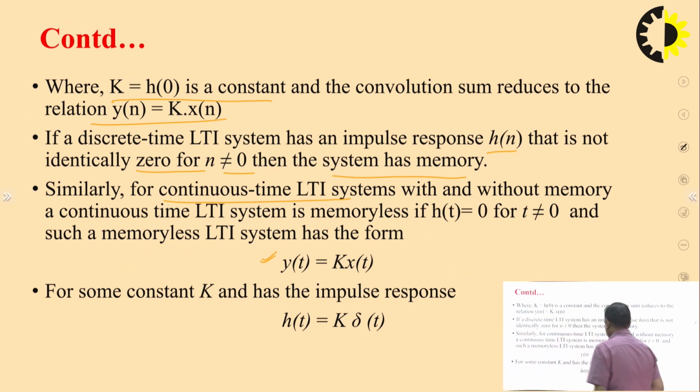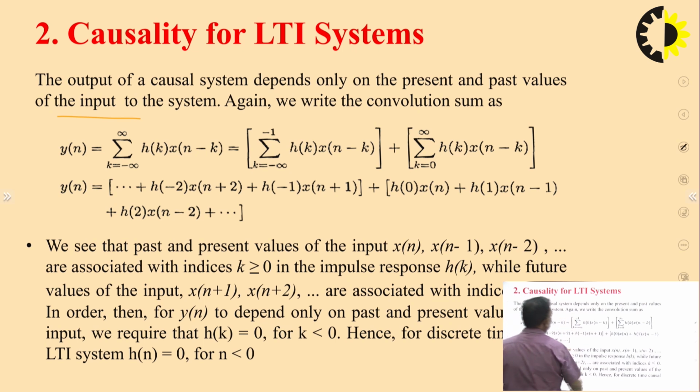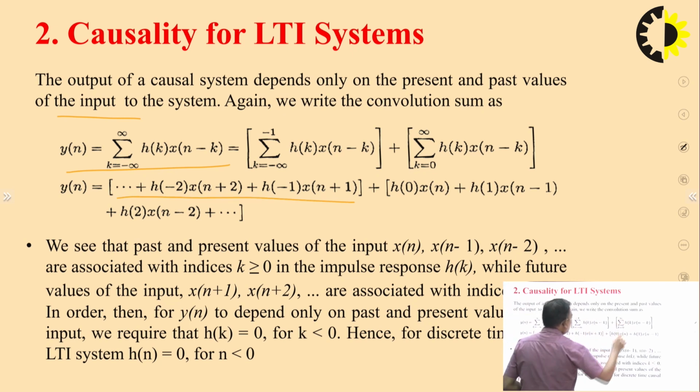Now the second property is causality for LTI systems. The output of a causal system depends on the present and past values of the input to the system. It is not dependent upon future values of the input. That's why we have written this convolution definition like this, splitting the convolution from minus infinity to minus 1, and then from 0 to infinity, and then we have opened the summation signs and we get this equation.